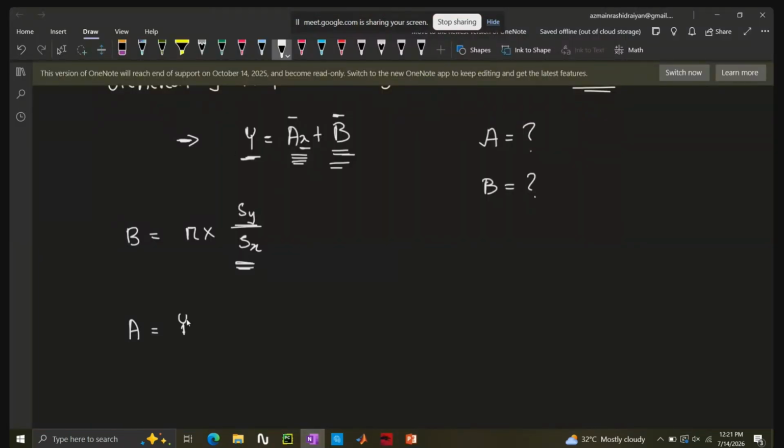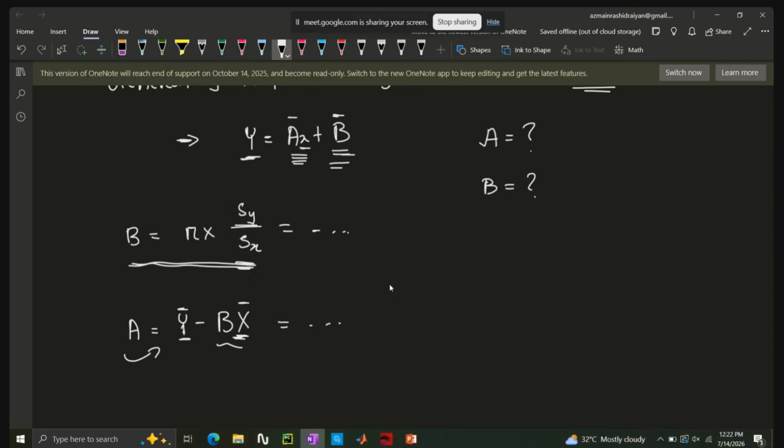The value of a will be y bar minus b x bar. Using this formula, you will already know the value of b, right? So if you know the value of b, you can just plug it into this equation. You know the value of y bar, which is the mean of the y column, and you also know the value of x bar, which is the mean of the x column. Just plug in the values and you will find out the value of a.